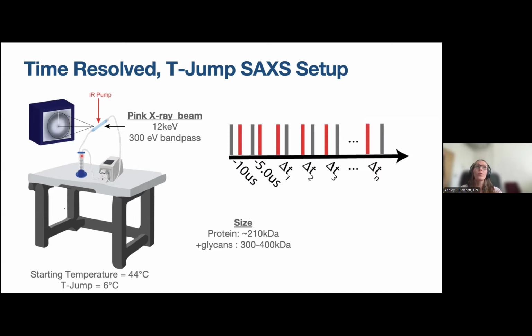So for these temperature jump experiments, we measured the SAXS scattering at 2 time points before hitting with the infrared laser. That would be -10 and -5 microseconds. And then we made subsequent measurements after hitting with the laser for a certain time delay. And we measured time delays from 500 nanoseconds to 100 milliseconds in our proteins.